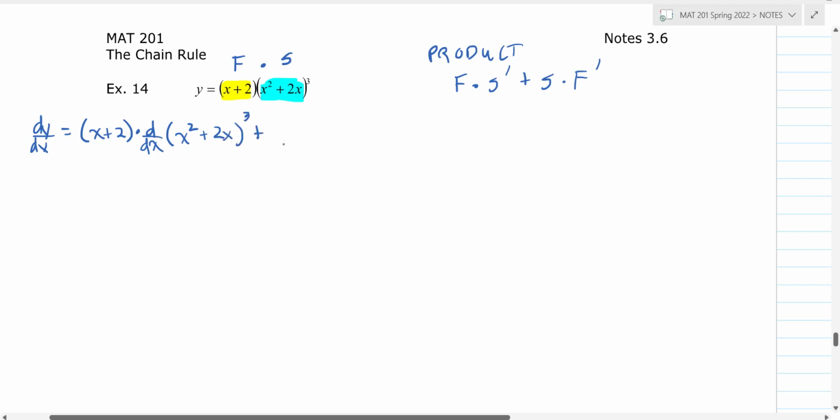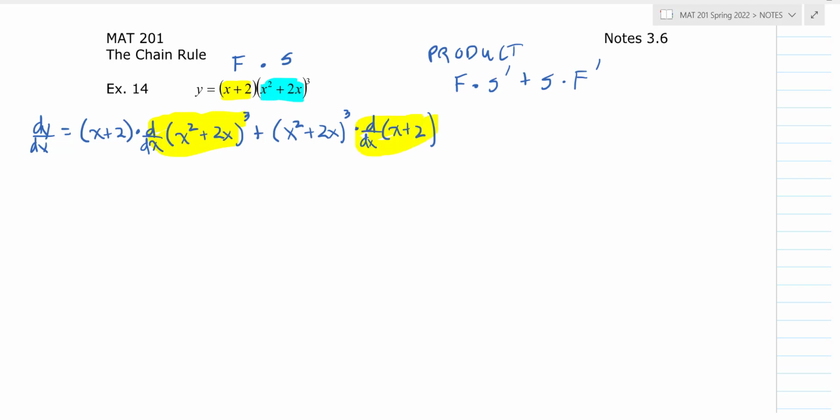And then plus, and then do it backwards. Write down the second. And then multiply by the derivative of the first. Okay, so that's just going directly to the product rule. Doing what the product rule tells you to do. Now our focus has to be on these two derivatives right here. Okay, so just keep bringing stuff down. Don't forget about this step.